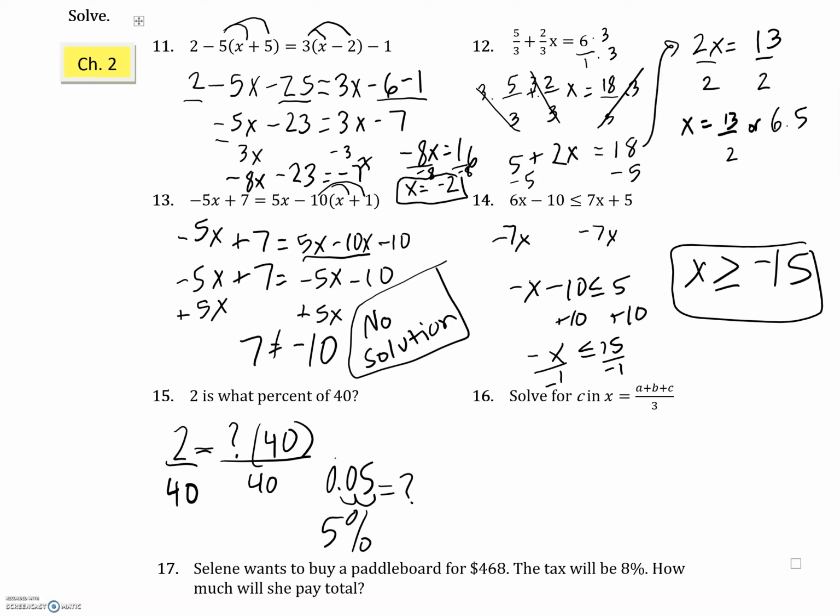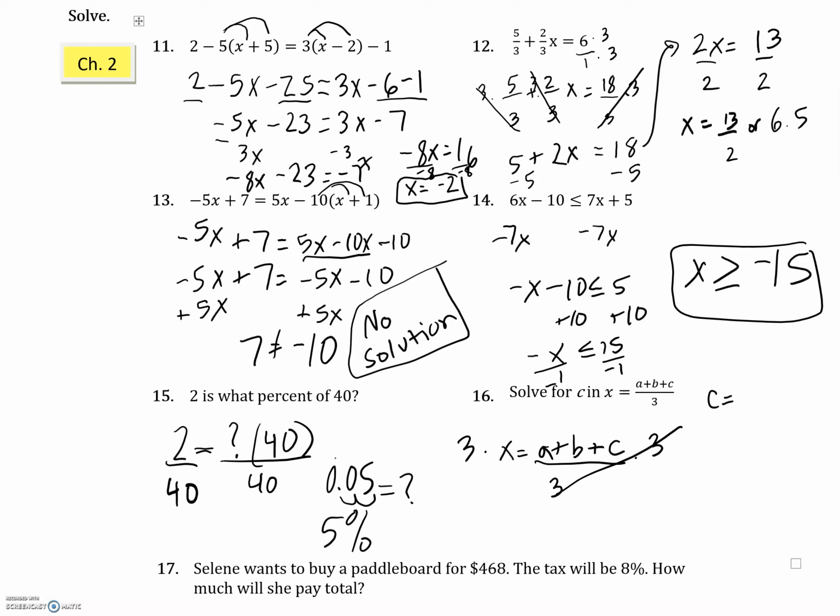Number 16 says solve for C in this following equation. X equals A plus B plus C, all divided by 3. So let's write that. And remember what this means is I want a new formula. In my formula, I'll have just C equals in the answer. So let's start where it's at, kind of like on number 12, I'm going to get rid of that 3 first by timesing everything by 3.